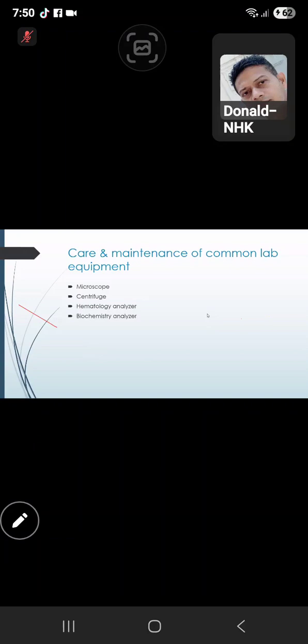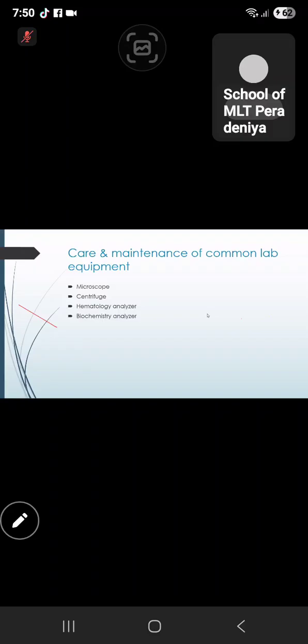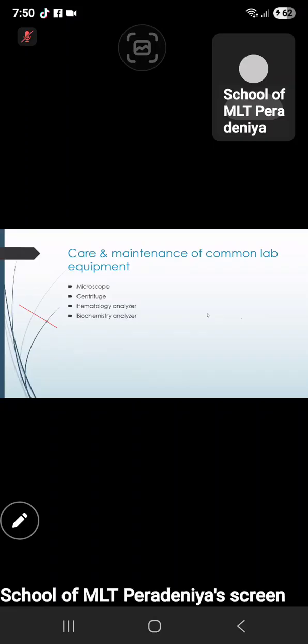Avoid the fungal growth on the lenses. Yes, we have to avoid fungal growth. For that, what we can do, we have to check the humidity, and in that way we can avoid fungal growth, and we have to avoid direct sunlight.